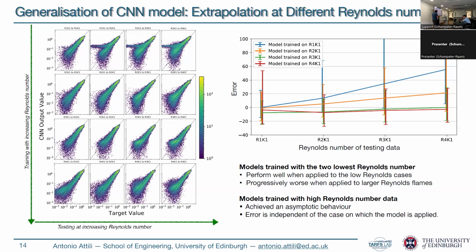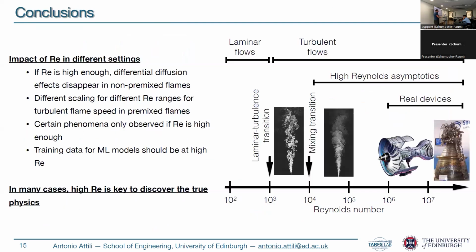So again, this points out the fact that we realized already looking at the data that the low Reynolds number flame might not be turbulent enough to be representative of turbulent flows. And these are just conclusions, nothing else than what I said before.